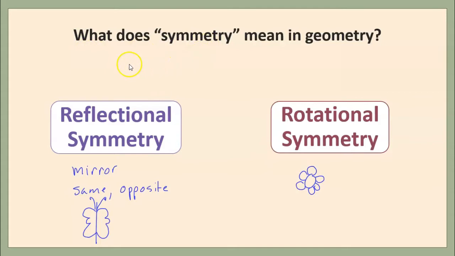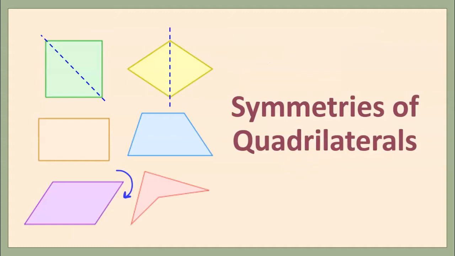So in general, symmetry in geometry means we've moved something, or the official term we use is transform. We've transformed something, a transformation that maps onto itself. So we perform a transformation, something like a reflection or a rotation, and we get the exact same thing back. We get this butterfly back when we reflect it over that line. We get this flower back when we rotate it around either direction. So today we're going to talk specifically about symmetries of certain kinds of quadrilaterals.